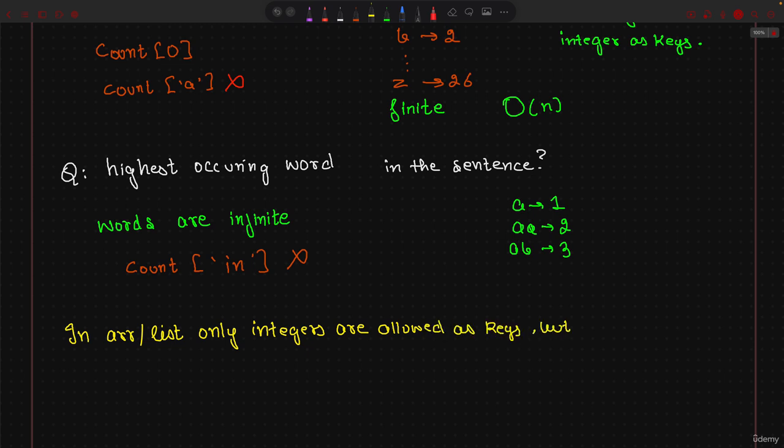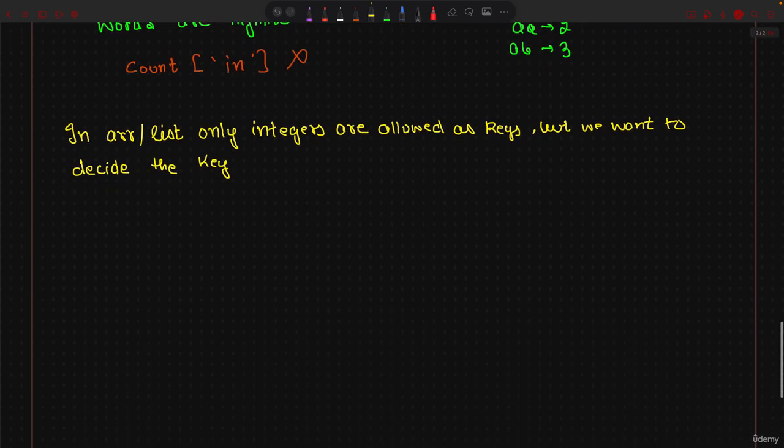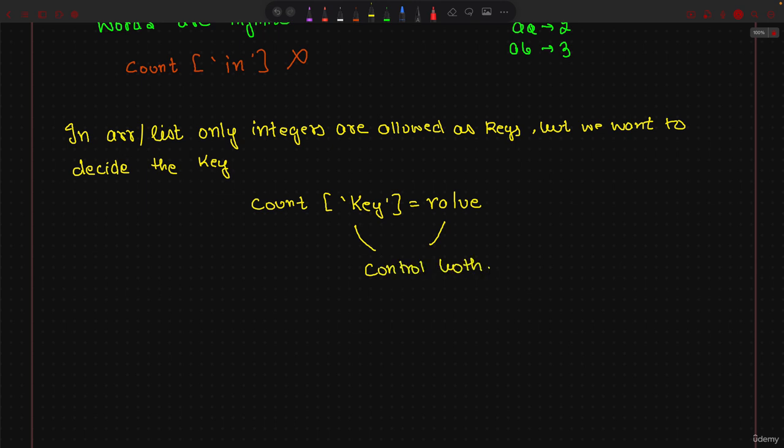But we want to decide the key ourselves. So that tomorrow I can say that, hey, for this particular key, let's say count, I am giving you the key and I'm giving you the value. So that's the basic idea. I want to control both. Okay, everyone. So that's the very basic idea.